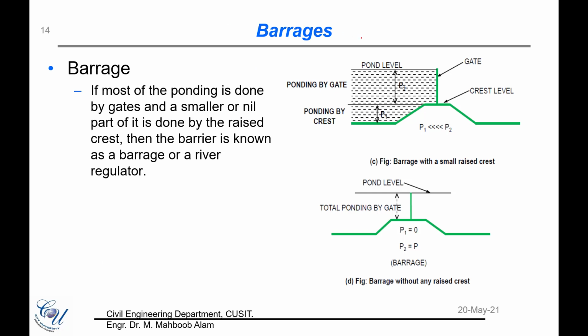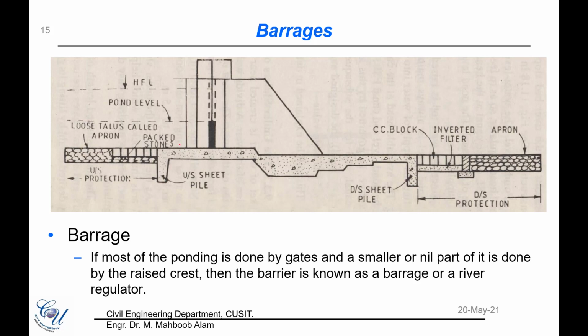Next are then the barrages. Barrages, as I said earlier, are mostly weirs installed in a way that we have a gate or a shutter on top of the crest level, and this ensures that most of the ponding is done by the gates. A very small portion, or in some cases no water at all, is stored by the crest itself or the lower portion of the weir, and most of the water is stored by the gates that are installed on top of a particular weir. You see here the cross section for a particular barrage.